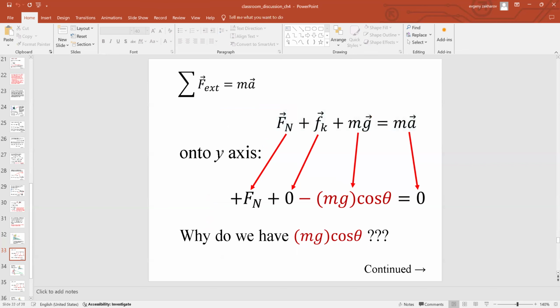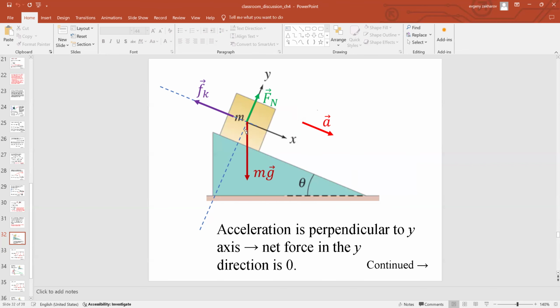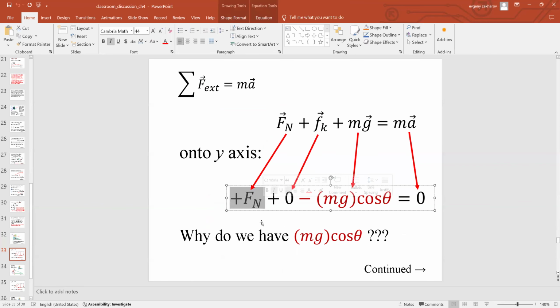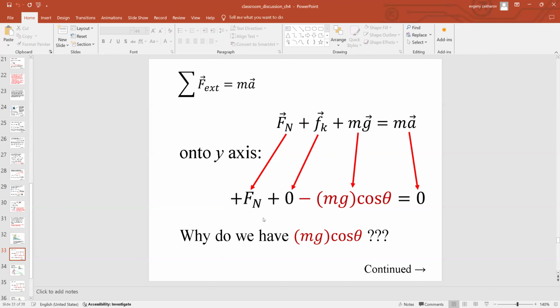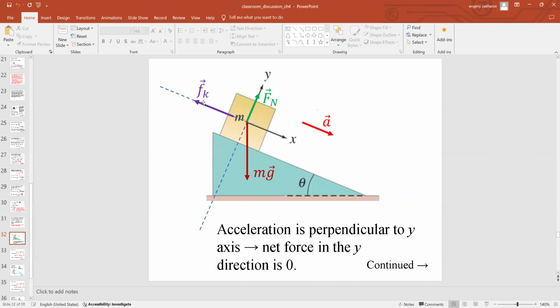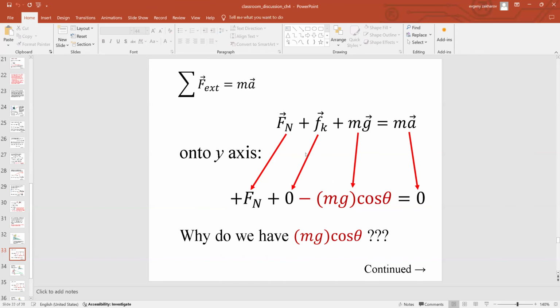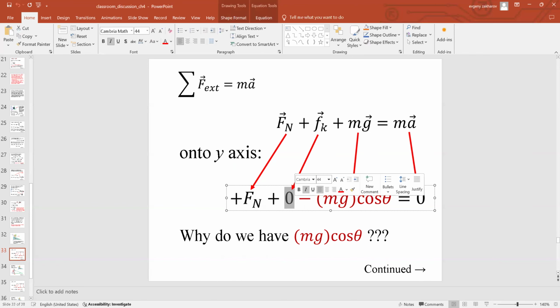Let's take a look at the y-axis first. That's my y-axis. What do we see? We see normal force along that axis in the positive direction. So it is plus normal force. What do we see for kinetic friction? Kinetic friction is perpendicular to the y-axis. Every time a vector is perpendicular to a certain axis, the component on that axis is 0. So kinetic friction onto the y-axis is 0.